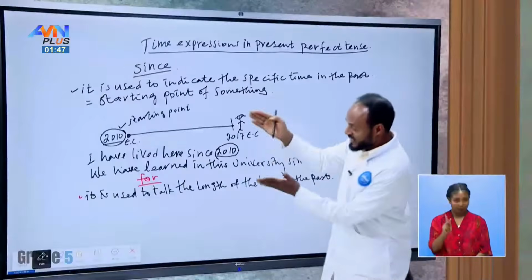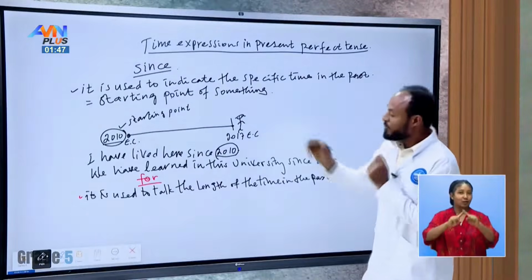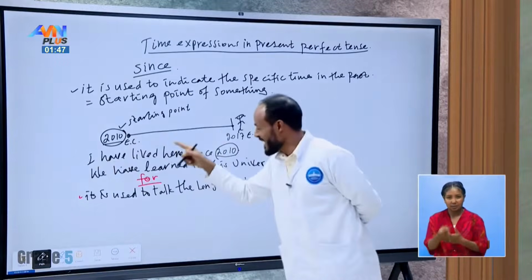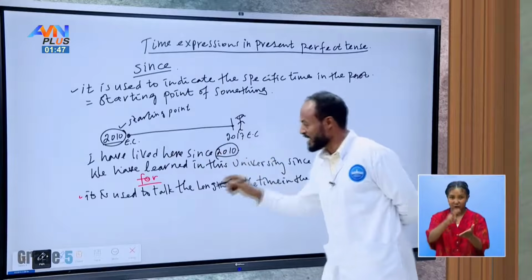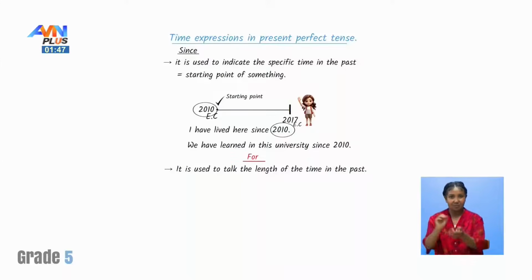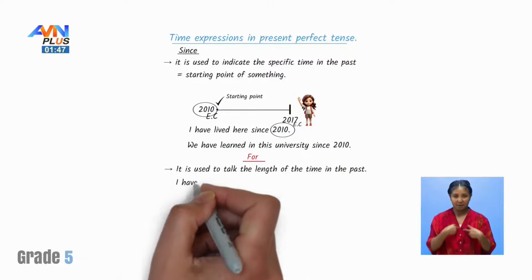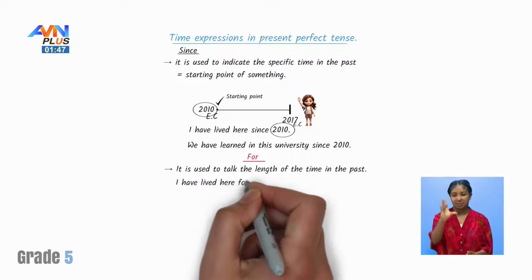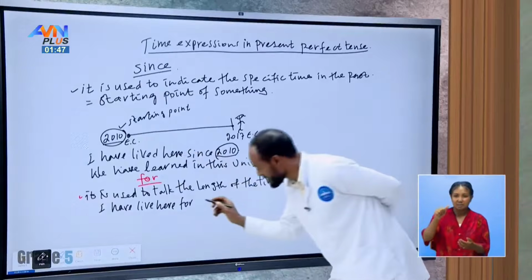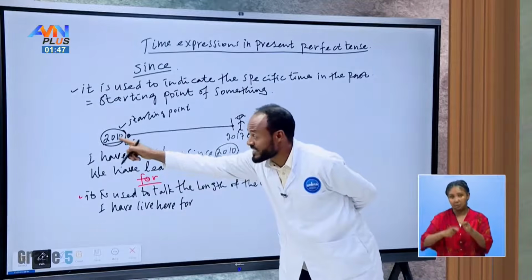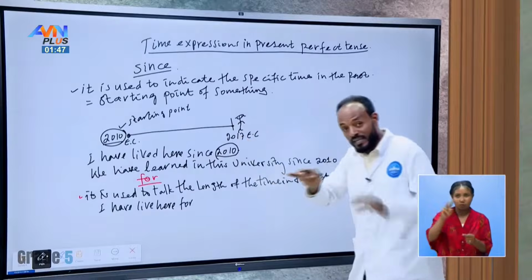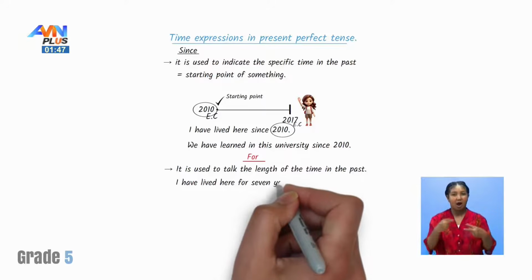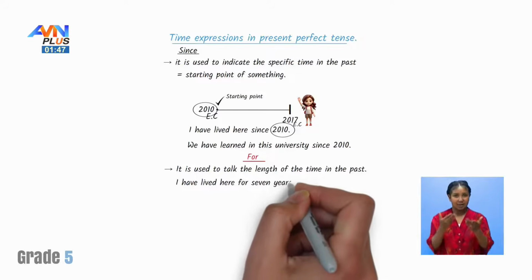Look at the difference between these two concepts. Maybe I can change this one into for with the same meaning. I can say here, I have lived here since 2010. So when we change into for, we can say, I have lived here for 7 years. Isn't it? When we count from 2010 to 2017, we get the gap of 7 years. I have lived here for 7 years.